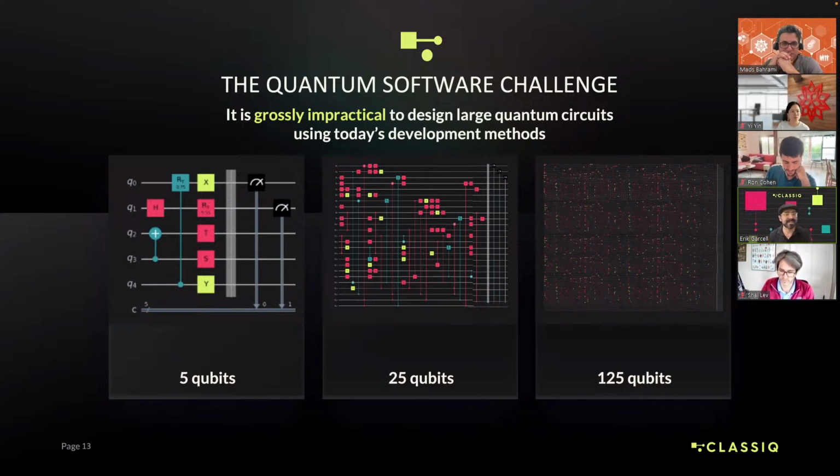And the same way with classical programming, right? If you're trying to build an application that's worth its salt, it's not going to be on 5 bits, right? It's going to be thousands of bits, and you can't be doing that in Boolean logic. It's just grossly impractical.